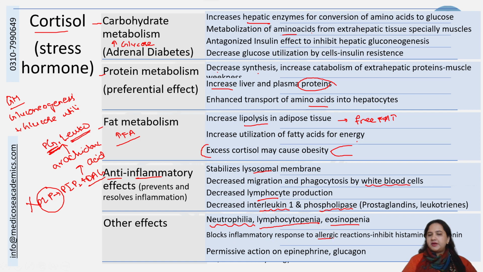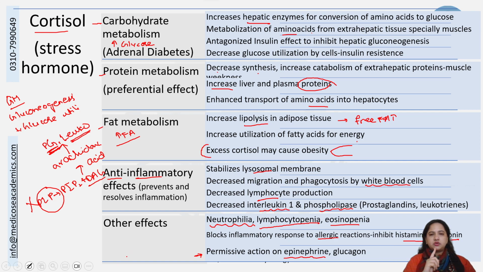Blocks inflammatory response to allergic reactions. They can decrease the production of histamine and serotonin by mast cells and basophils. And last but not the least, a permissive action on epinephrine and glucagon. For epinephrine and norepinephrine, permissive action specifically on the vascular effects.